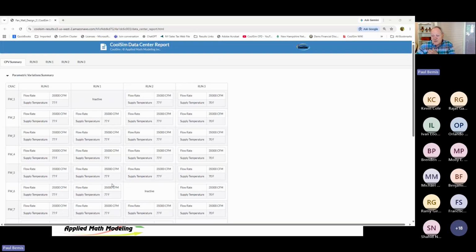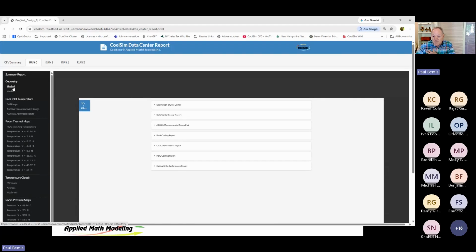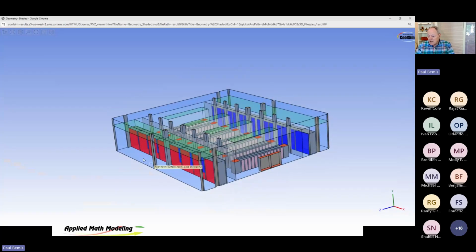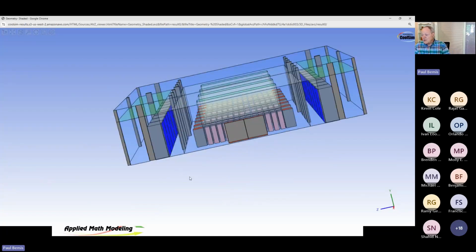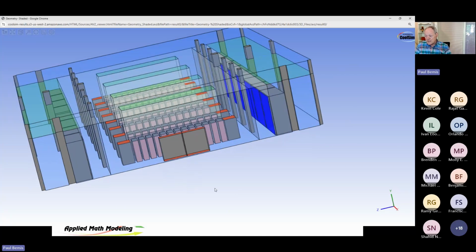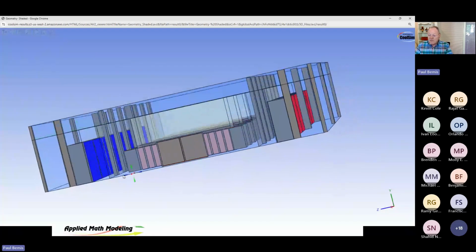But let's take a look at this data center. First of all, let's go see what it looks like. So up here under 3D models, we have something called shaded. Shaded allows you to see what this data center looks like. This is just a shaded representation of the geometry. So this is a fan wall design. This is one of the more high density kind of designs I'm seeing a lot of lately. And here you have fan walls.